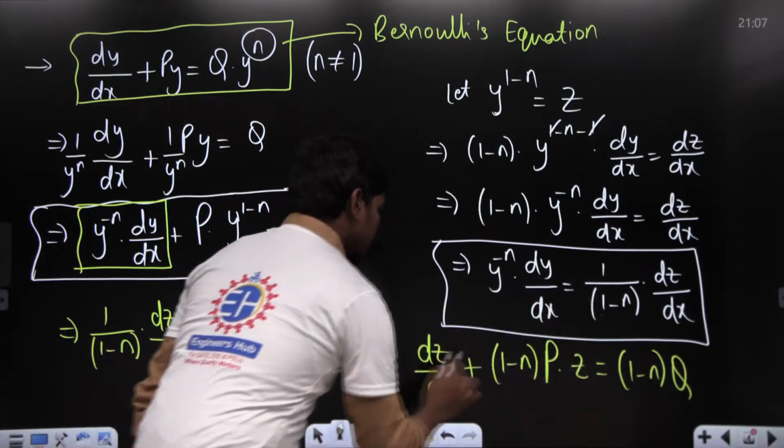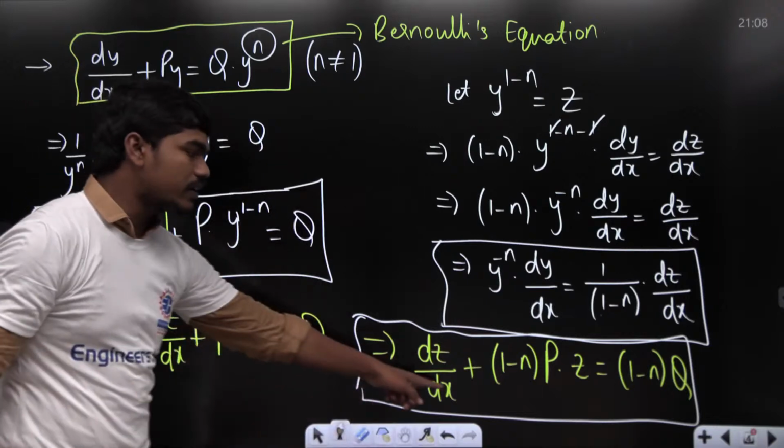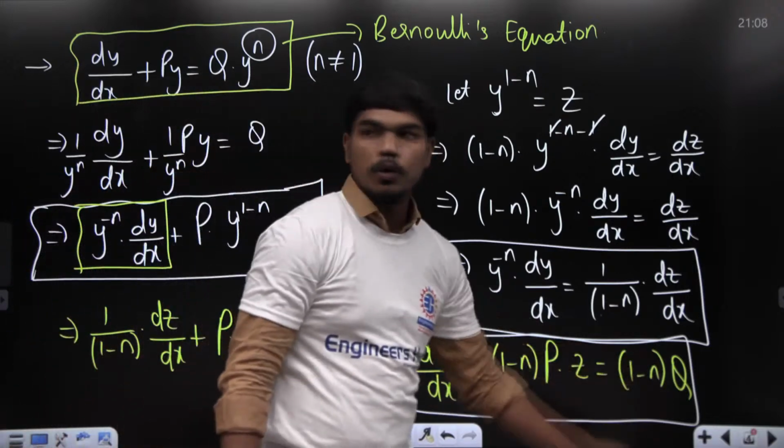Can I call this a linear equation now? Yes or no? Please tell me, can I call this equation a linear equation if both p and q are just functions of x?